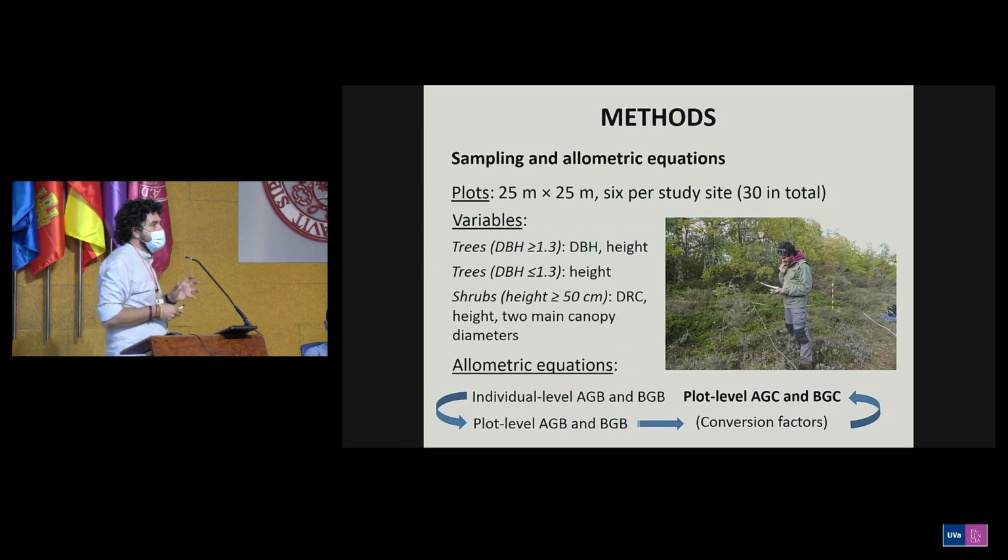And in these plots, we measured in the adult trees the diameter at breast height and the height, in the juvenile trees and sapling trees, just the height, and in the larger shrubs, we took measures of the diameter at root collar, the height, and the 2 main canopy diameters. With all these variables, by using allometric equations, we calculated the individual level above ground carbon and below ground carbon, and then by conversion factors, we finally found the plot level above ground carbon and below ground carbon.